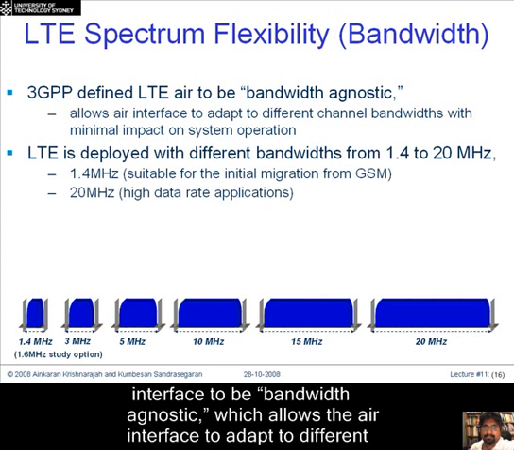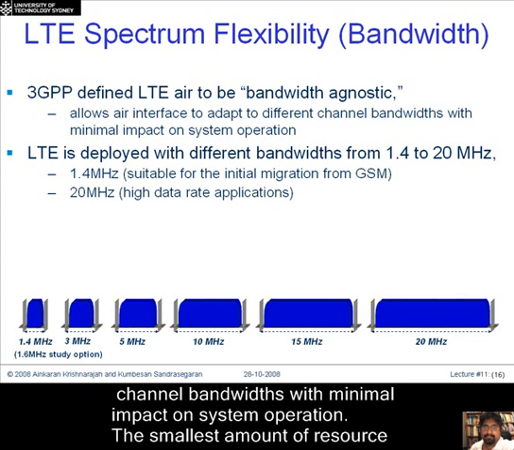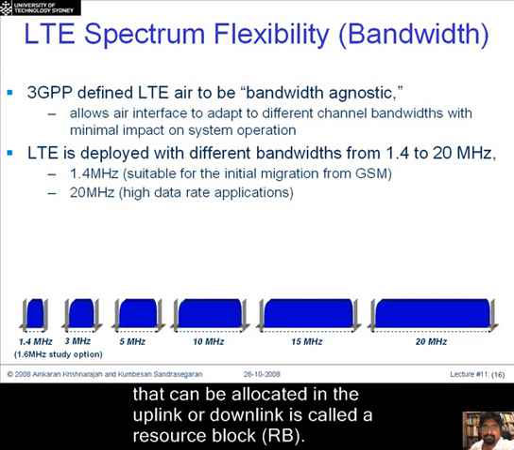So initially, as I said, LTE can be deployed all the way from a bandwidth of 1.4 megahertz to 20 megahertz. The 1.4 megahertz can be used for initial migrations from GSM, and the 20 megahertz represents the high end, and that sort of band is not going to be available for quite some time.